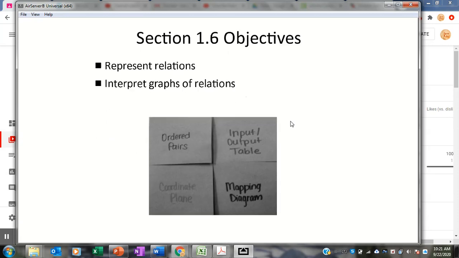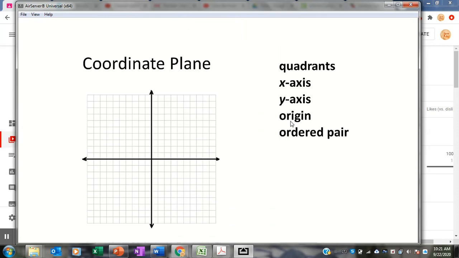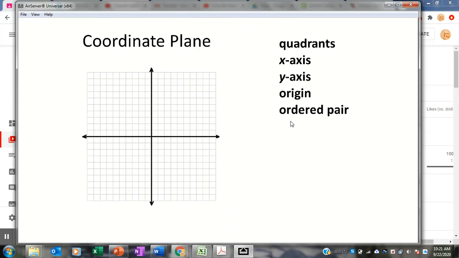So let's get started. The first thing we're going to talk about, very briefly, is the coordinate plane. Now, we actually already covered this in our review assignment, but it's not going to hurt to review this quickly. So let's talk about what quadrants are. The quadrants are each of the four sections that you see in this coordinate plane.